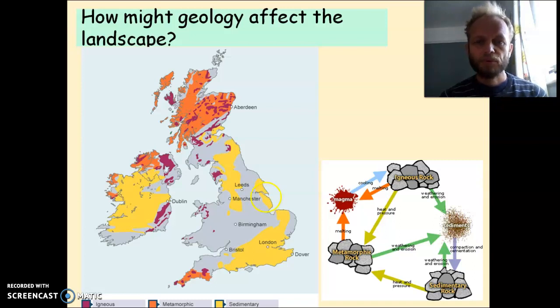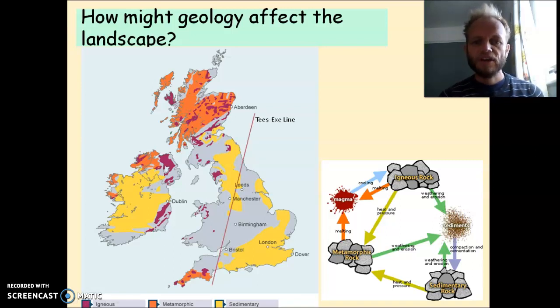And what the exam boards will want you to do is to be able to describe the distribution of rock types in the UK. So this map here shows you the basic outline of geology in the UK and where they are.